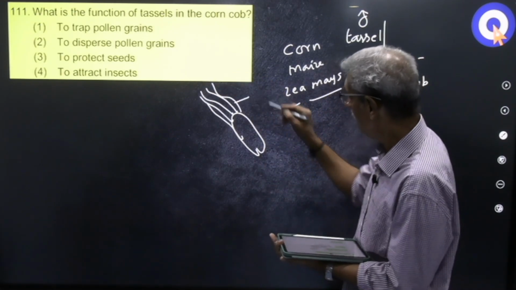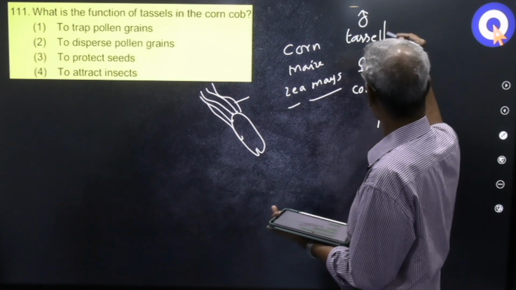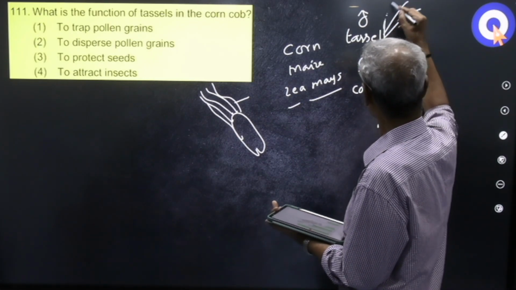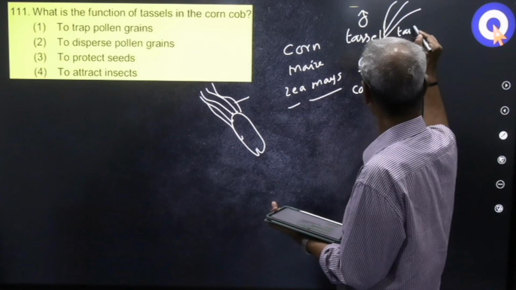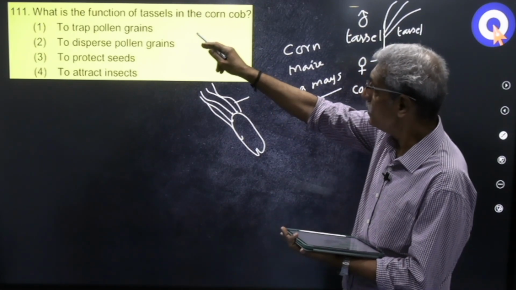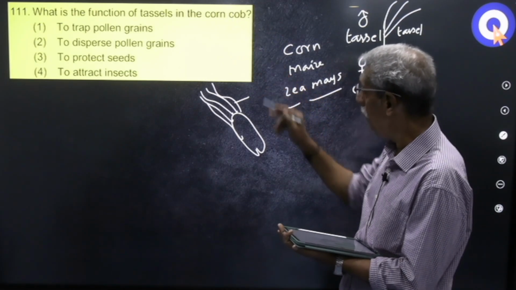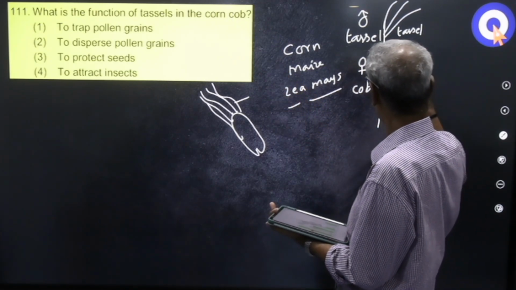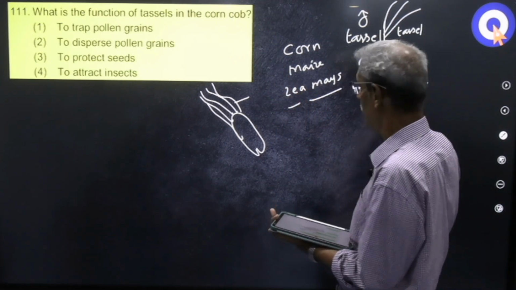And this one entirely is, so again on the male you have the male inflorescence, which is called the tassel. You have the tassel, and this is called the cob. So it asks what are the functions of the tassels on a corn cob. When you take the cob, on that again you have silky hair-like structures.